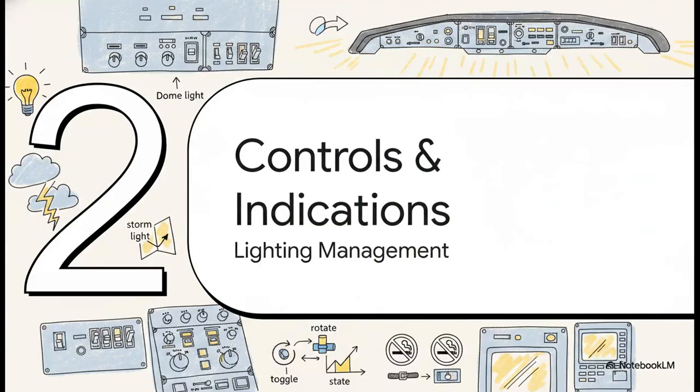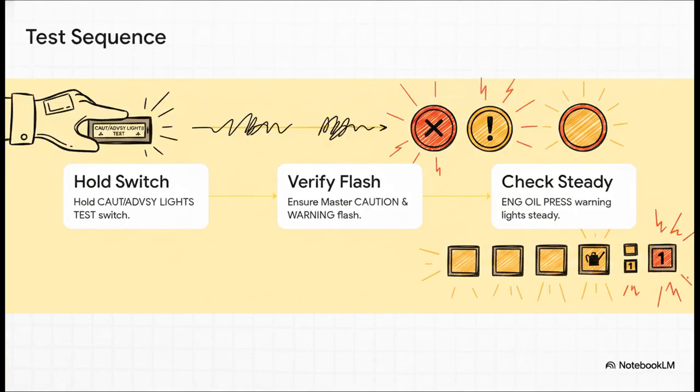Moving on to Section 2, Controls and Indications. So how does the crew actually manage all this lighting? Across the flight deck panels and the flight attendant's master display panel, there's a really simple rule of thumb you can use. Just remember, rotate for rate, toggle for state. It's a great memory aid. Basically, rotary knobs change the intensity or the rate, while toggle switches change the state, turning lights entirely on, off, or arming them.